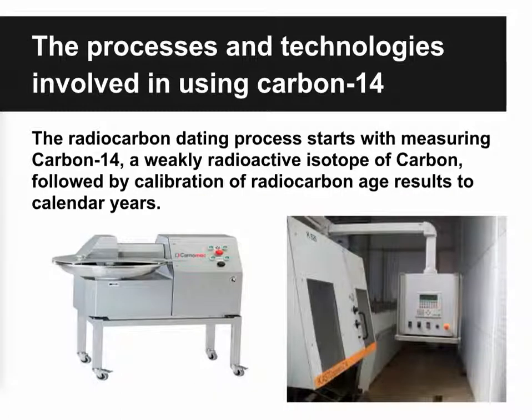The processes and technologies involved in using C-14. The radioactive dating process starts with measuring C-14, a weakly radioactive isotope of carbon, followed by calibration of radiocarbon age results to calendar years.